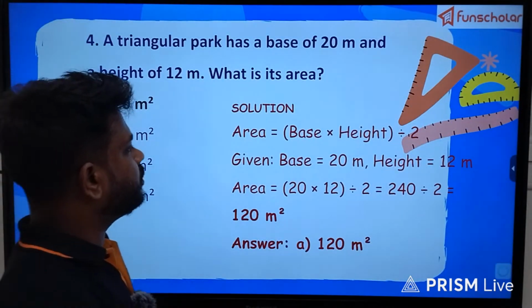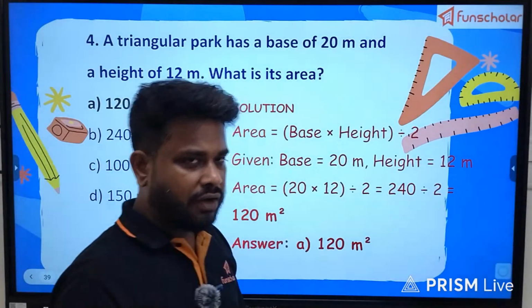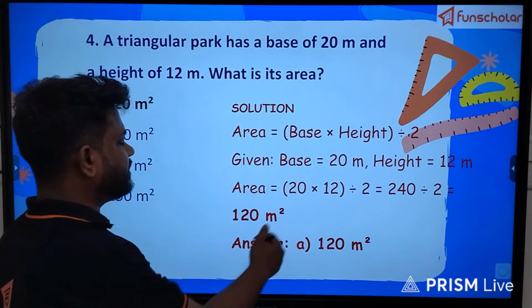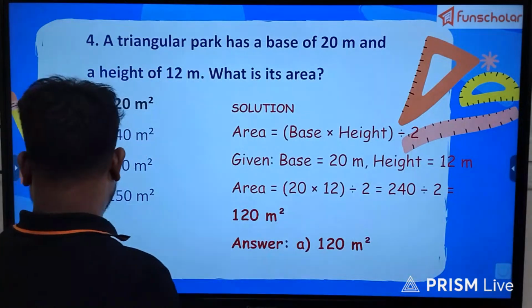Yes, the solution will be base into height by 2, or half into base into height. So the answer will be 120 meter square.